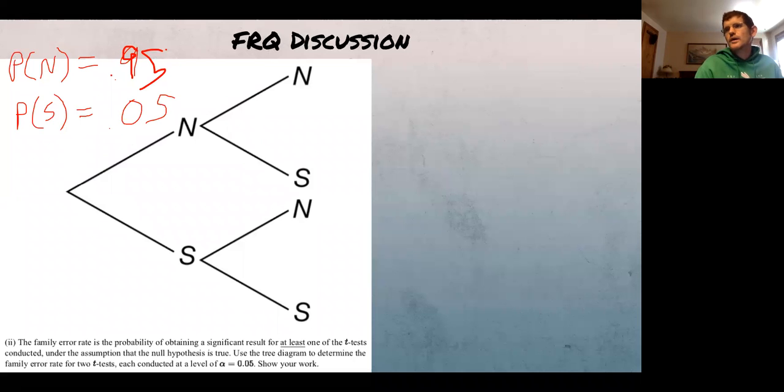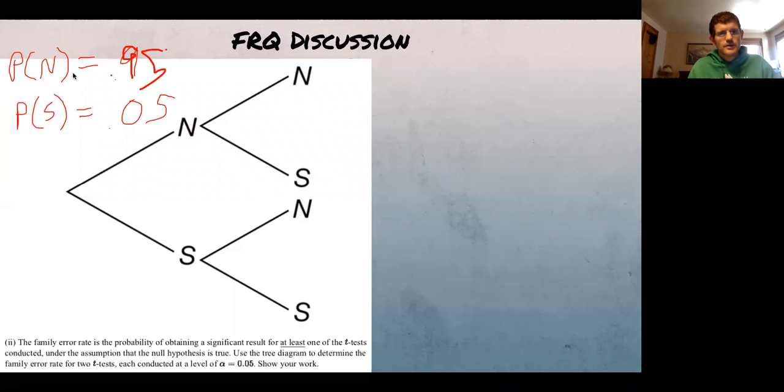0.95. Okay, so just to put this in context for people who didn't read through it and still are a little bit lost, we're talking about probability of S is the probability of getting a statistically significant result, and the probability of N is the probability of not getting a statistically significant result. So those are two mutually exclusive and exhaustive outcomes of this. So they're going to be complements of each other.